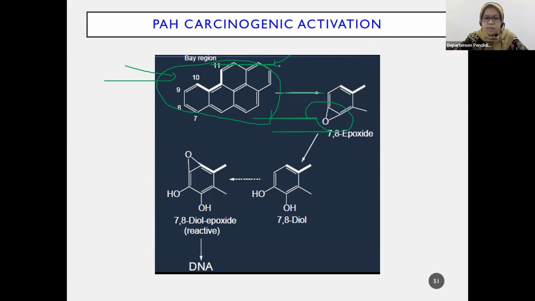So it means it requires some activators to change it into a carcinogen? No, our metabolism itself will activate it. I see, so through the metabolism. Yes, through the metabolism.